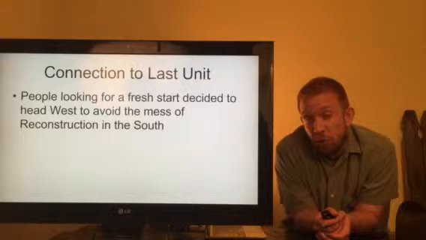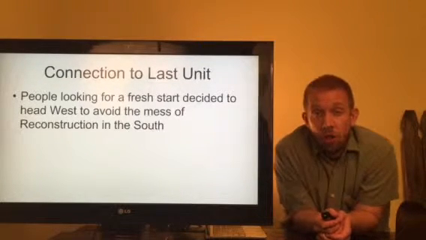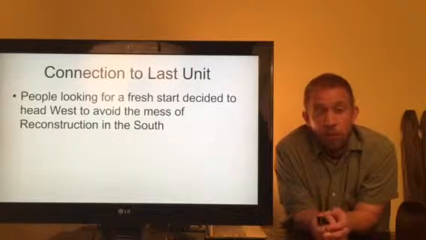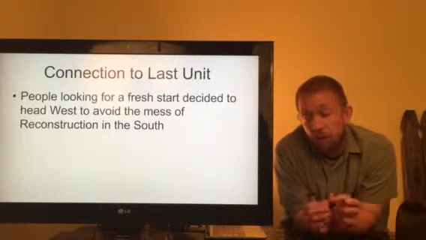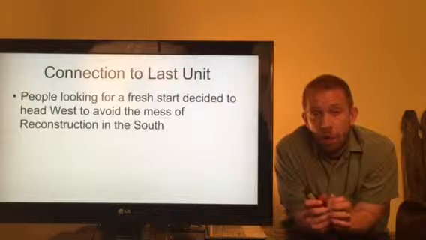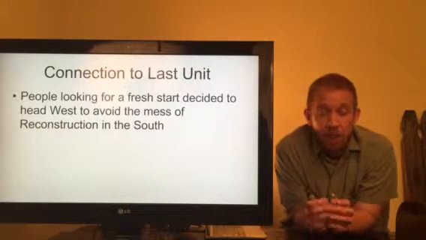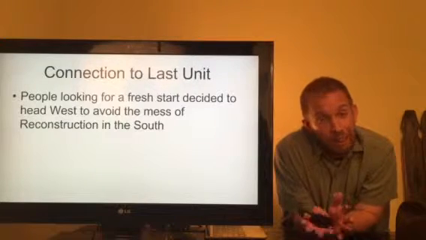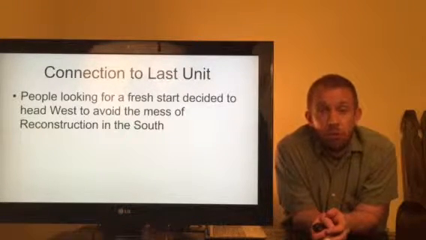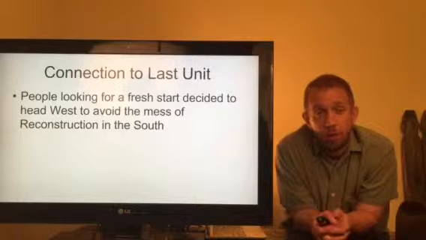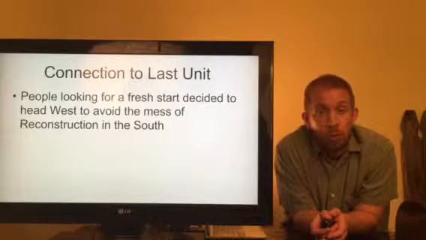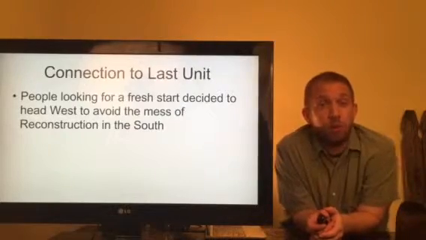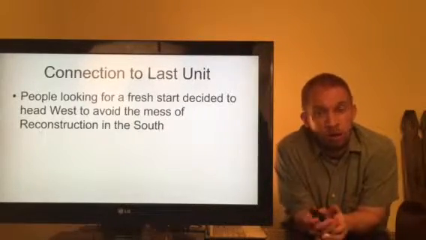All right, last unit, as you know, we talked about Reconstruction and all of its incredible web of negativity. Now we will talk about how that connects to last unit, and what you'll see is when the Civil War ends, white Confederate soldiers and African Americans leave the South and head west because, again, there's not much opportunity. The South is very poor. We talked about how destroyed it was at the end of the war. So a lot of our early cowboys were actually former Confederate soldiers and African Americans. You probably didn't know that.